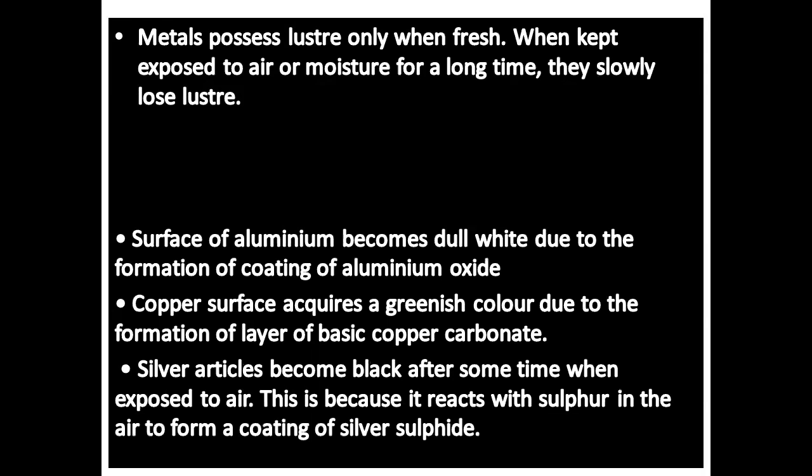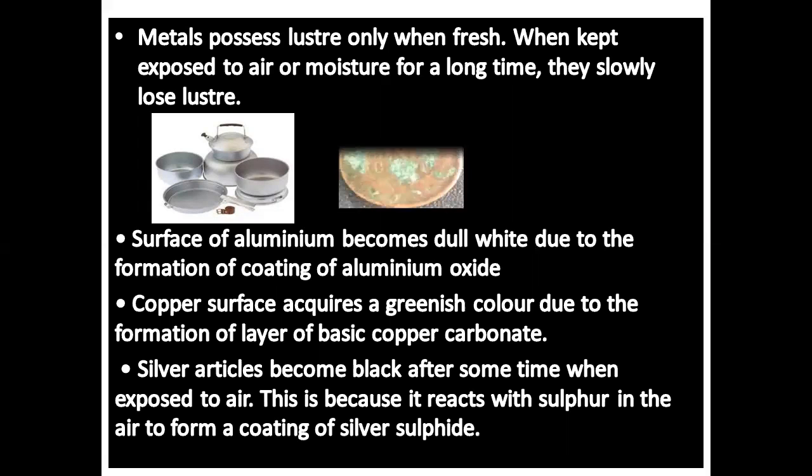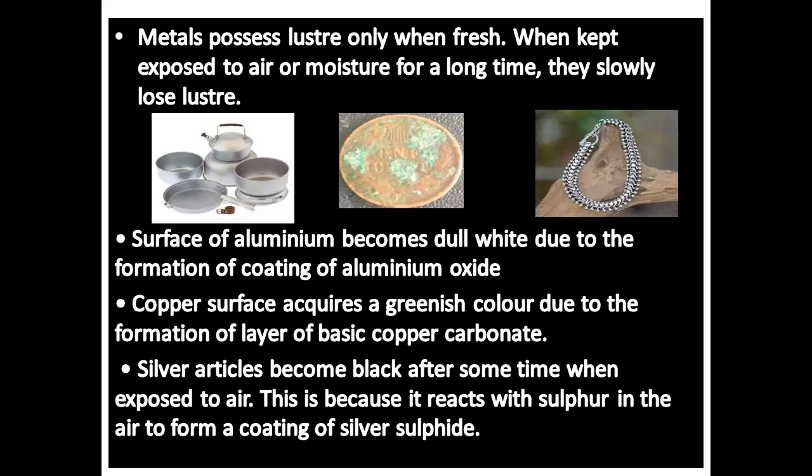For example, the surface of aluminium becomes dull due to formation of a coating of aluminium oxide, and copper surface acquires a greenish color due to formation of basic copper carbonate, and silver articles become black after some time because they react with sulfur and form a coating of silver sulfide.